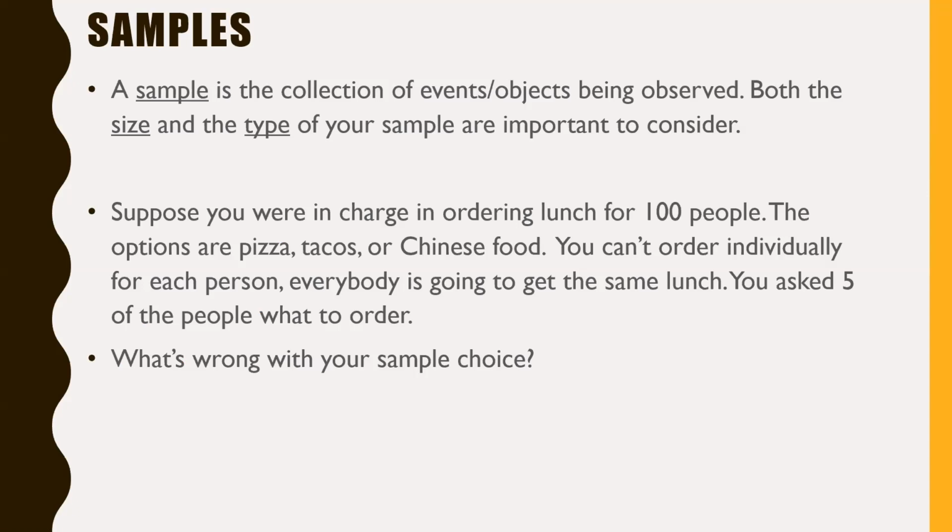What I think is wrong with the sample choice is pretty clear. If you have 100 people to order lunch for and you're only asking 5 of them what they want, your issue is that the sample is too small. Your sample should have been a lot bigger. If you're ordering lunch for 100 people, you might as well ask all 100. But at the very least, you should ask a good percentage of them. Even if you asked half of them what they want for lunch and took the winning option, that would probably be a pretty safe bet. But asking only 5 people is not going to give you a very good indication of what all 100 would want. So again, you have too small of a sample in this case.